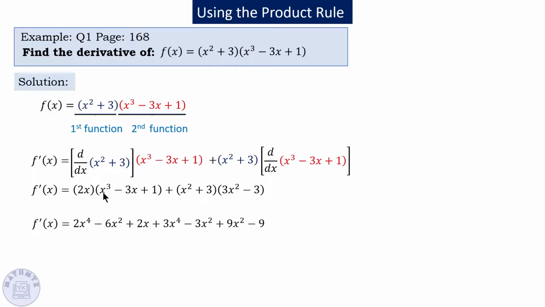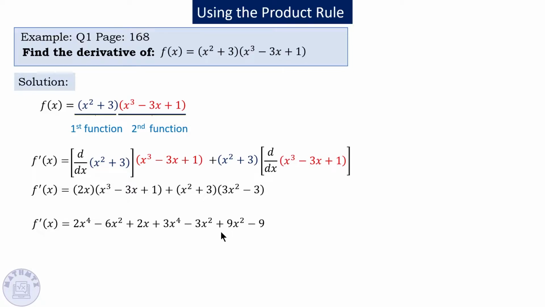So 2x will be multiplied by x cubed, and then 2x will be multiplied by negative 3x, and then 2x will be multiplied by 1. And here we will do FOIL, so you'll just multiply the first with the first with the second, and then the second with the first, and then the second with the second.